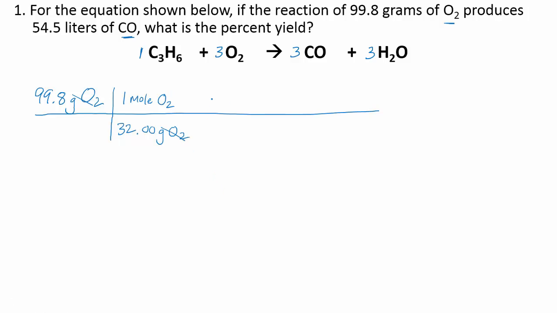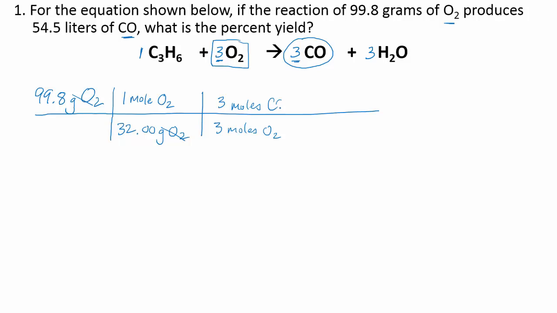Now we'd have moles. Our next step in stoichiometry is to multiply by a mole ratio, and we're trying to compare the oxygen, which is where we're starting in this problem, to the carbon monoxide, which is what we're trying to figure out in this problem. And it turns out that these two substances are related by a 3 to 3 molar ratio. 3 moles of oxygen will give me 3 moles of carbon monoxide. So that's what we're going to put into our mole ratio step. 3 moles of oxygen will produce 3 moles of carbon monoxide.